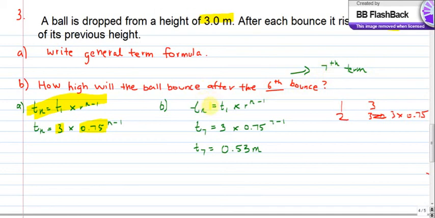Watch out for that. So start off with our formula. T of n equals T1 times r to the power of n minus 1. Substitute n, we want term 7, and substitute n over here because it's term 7, and you get a final answer of 0.53 meters or 53 centimeters, rounded.